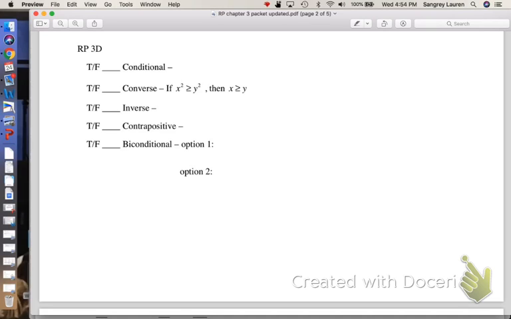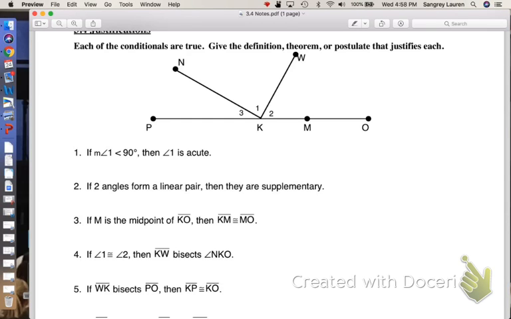All right. Here are our notes for today. Now the focus of today is justifying true statements. So we focused a lot on counterexamples with false statements, but now we're looking at conditionals for true statements. So all of these conditionals are true, and we have to come up with the definition, theorem, or postulate that justifies why these are all true.